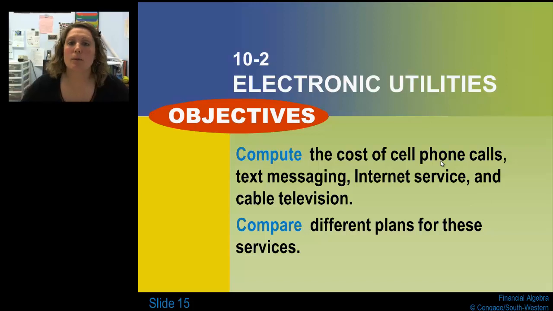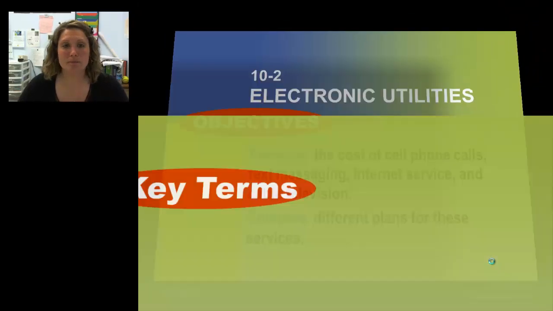So lesson 10-2, we're going to talk about electronic utilities. In 10-1, we talked about regular household utilities, which were gas, electric, water, all of those. These are electronic utilities, which are cell phones, text messaging, internet service, and cable television. So we're going to compute those costs. We're also going to compare different plans for these services.